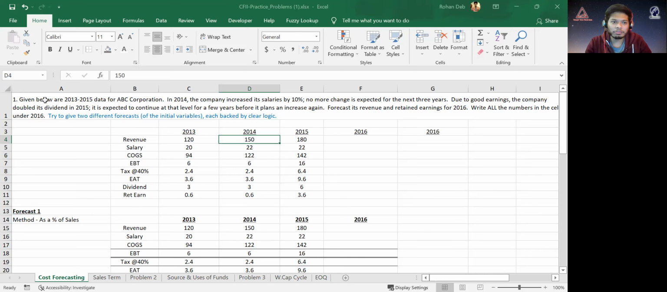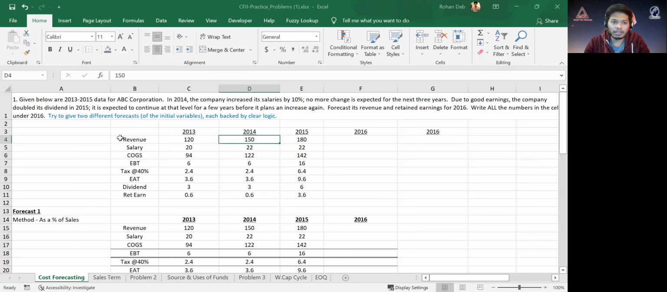It says that given below is 2013 to 15 data for ABC Corporation. In 2014, the company increases salaries by 10%. No more changes expected in the next 3 years. Due to the good earnings, the company doubled its dividend in 2015. It is expected to continue at the same level for a few years before planning to increase again. Forecast its revenue and retained earnings for 2016. Write all the numbers in the cells under 2016 and try to give 2 forecasts for the initial variables, each backed by clear logic.